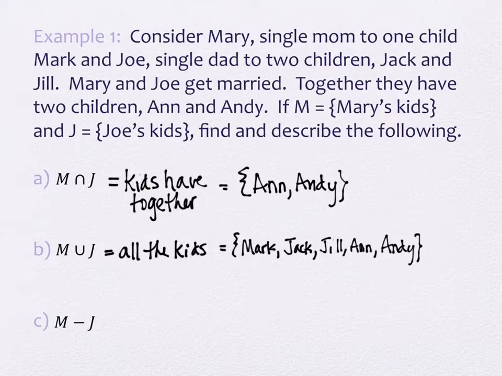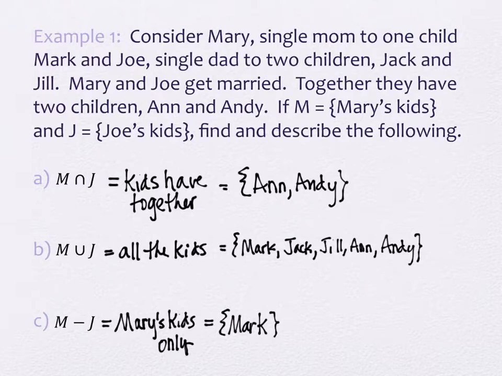What would M minus J, or the relative difference of M and J, be? It would be Mary's kids only, right? They're only Mary's kids. So which ones are only Mary's kids from that list? Just Mark. Relative difference means that we don't include Joe's kids. So in this sense, you could describe it as sort of the kids she started out with, right? What she came into the marriage with, in this case, Mark.